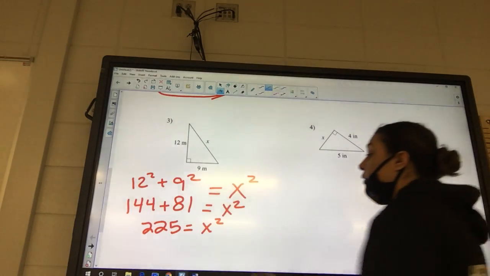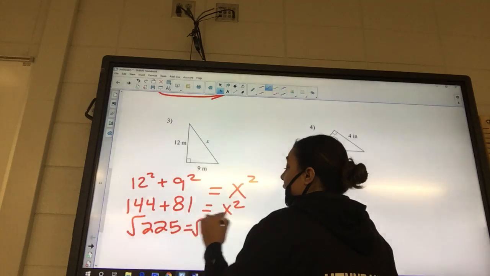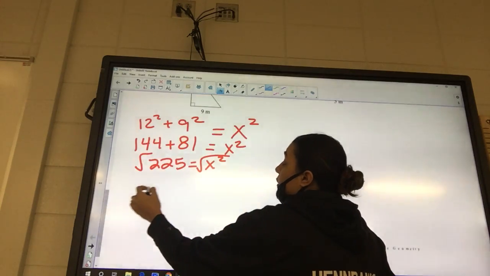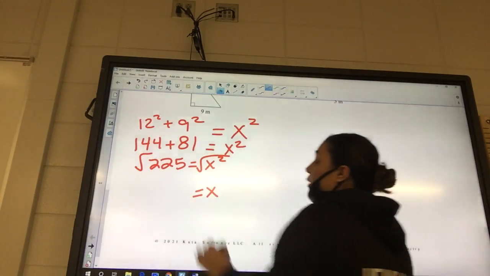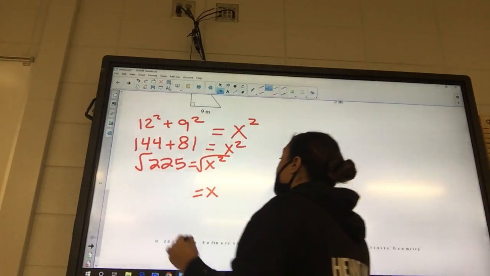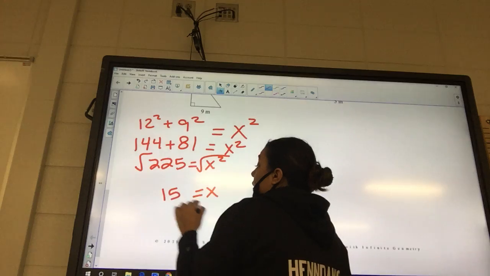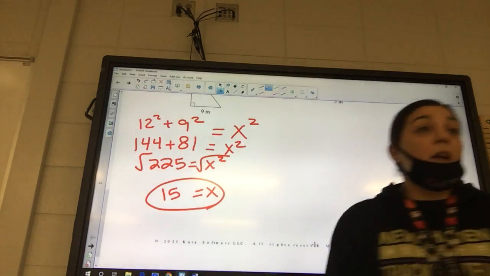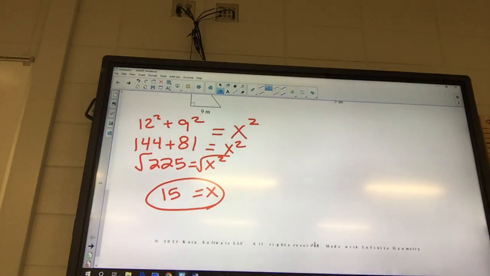Square root it. Okay, so we're going to square root both sides. Okay, and so we're going to have x on this side. And what is the square root of 225? 15? I don't know. I'm assuming. Okay, and so we found the length of that leg.